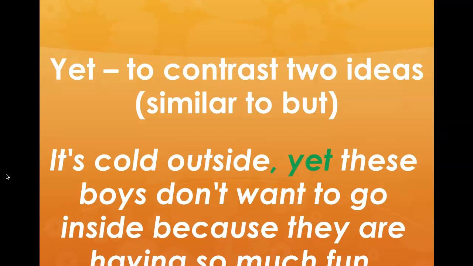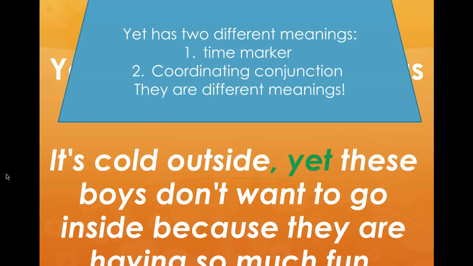We could use but exactly in the same place. It's cold outside, but these boys don't want to go inside because they're having so much fun. Yet and but are exactly the same. Yet is less common and used more in academic writing. Yet also has two different meanings. It can be a time marker, for example, have you finished your homework yet? This is different than the coordinating conjunction yet. This is about time. But here in these sentences that we've looked at, it's all about contrasting the two meanings.